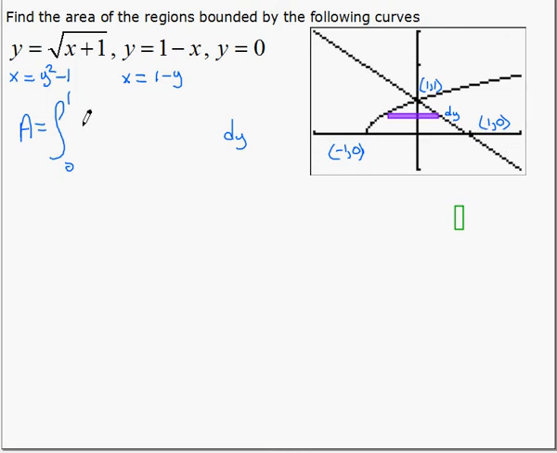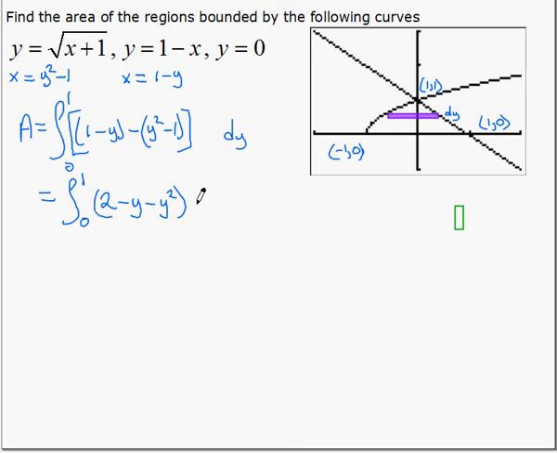So our right-hand curve, 1 minus y, minus our left-hand curve, y squared minus 1. Notice the importance of the brackets here. When we open this bracket, the minus has to be distributed. So simplifying before we integrate, we get from 0 to 1, 1 minus minus 1 means plus 1, so this is actually 2 minus y squared dy, and now we can integrate.